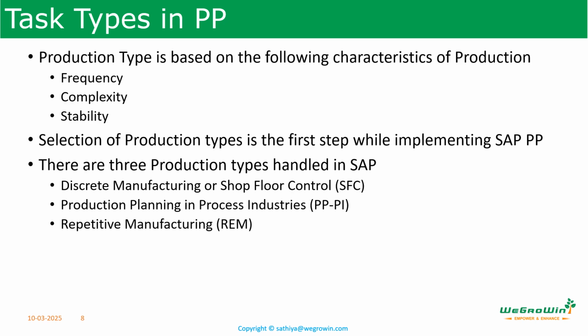There are basically 3 production types that we discussed in our first lesson. The production types are based on what is the frequency of production, what is the complexity of the production, and what is the stability of the production. We saw 3 production types, hope you remember: discrete manufacturing, production planning in process industries, and then repetitive manufacturing. These are the 3 production types we discussed.